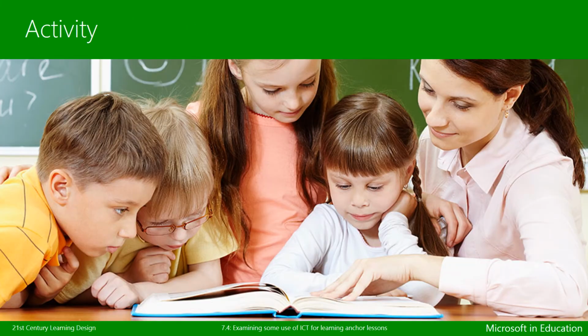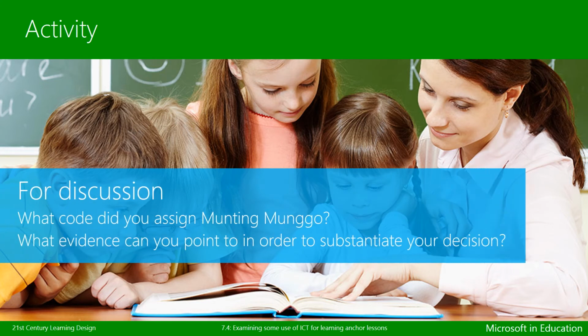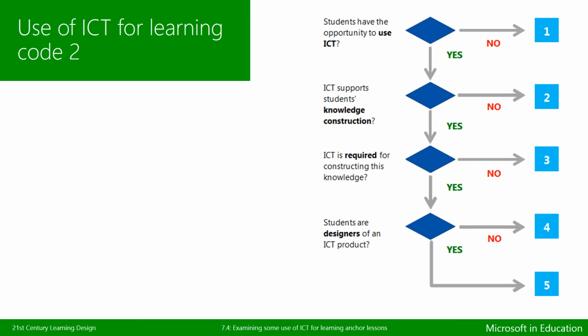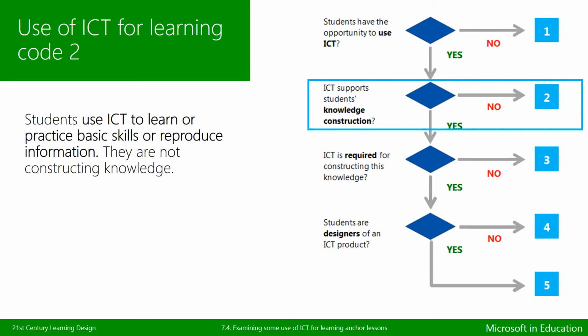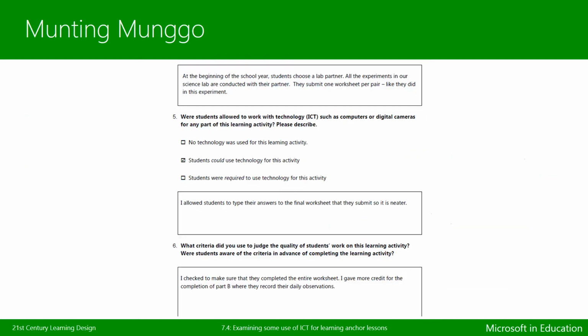We would encourage you to join the discussion area where you can share your views on how you coded this learning activity. What code did you assign the Munting Mungo activity in terms of ICT use for learning? What evidence can you point to in order to substantiate your decision? The Munting Mungo learning activity is a code 2. That is, students use ICT to learn or practice basic skills or reproduce information. They are not constructing knowledge. Where did we get the evidence for this? Students typed the final worksheet that they submitted, but the ICT was not used to construct knowledge.